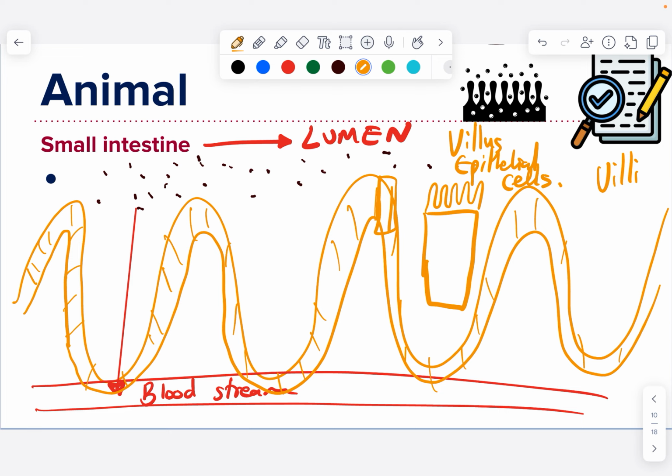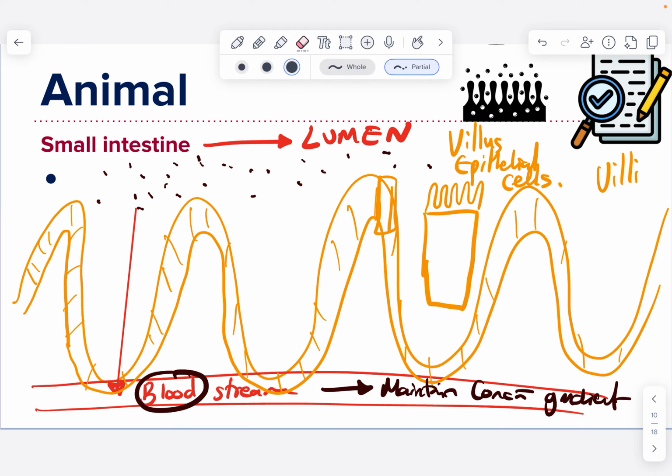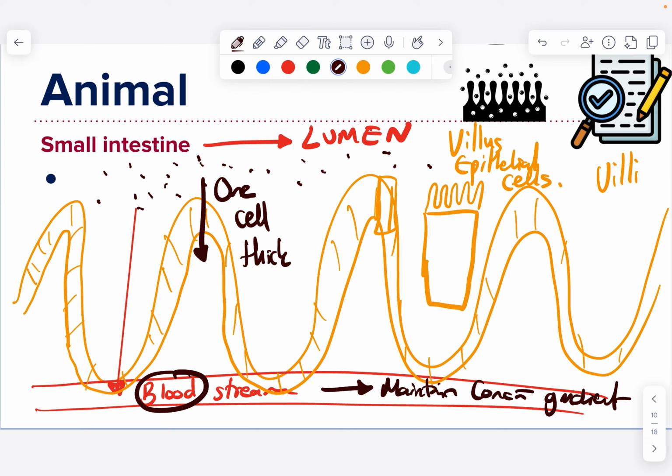Okay, so adaptations. Well, first of all, it has lots of blood. The blood is constantly flowing to maintain the concentration gradient. So as things go in, they quickly get moved on. As you can see from our diagram, the distance is 1 cell thick, so it's a short diffusion pathway. The villi themselves, having this folded structure, creates a large surface area. The individual cells have got microvilli, which further increase the surface area.